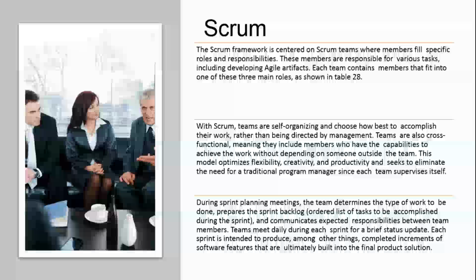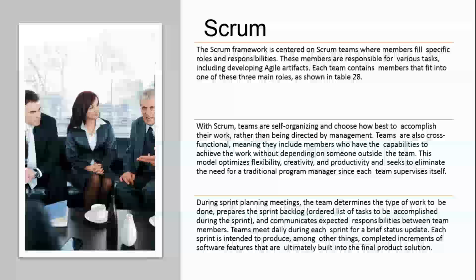With Scrum, teams are self-organizing and choose how best to accomplish their work rather than being directed by management. Teams are also cross-functional, meaning they include members who have the capabilities to achieve the work without depending on someone outside the team. This model optimizes flexibility, creativity, and productivity, and seeks to eliminate the need for a traditional program manager or project manager, since each team supervises itself.